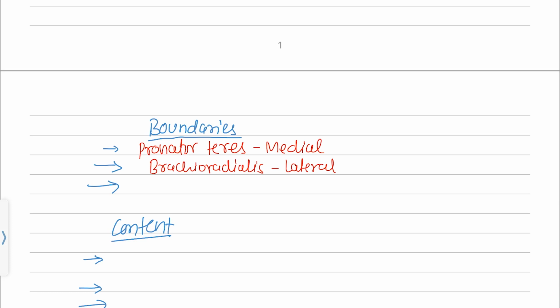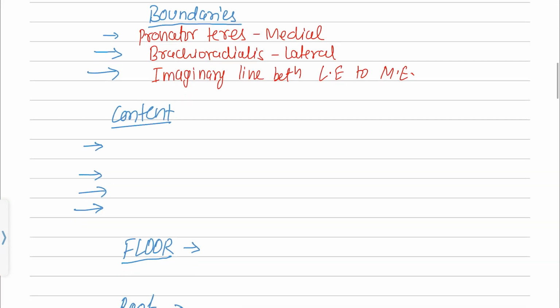And then the imaginary line between the lateral epicondyle and the medial epicondyle. What are the contents? So let me write from medial to lateral. We will write it because it's a good mnemonic that everyone uses nowadays. It has been used a lot, so let us use it again.